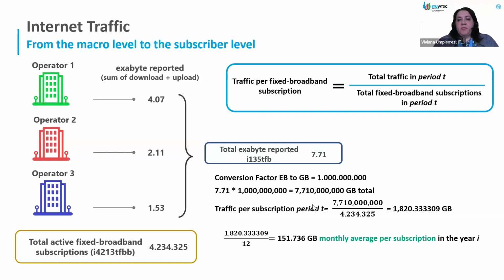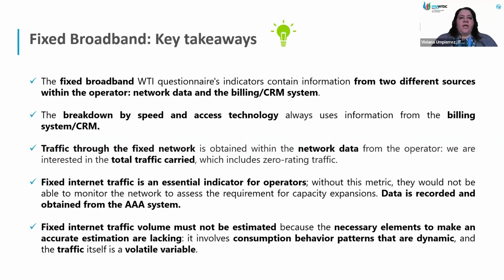When you have this number, you don't have any idea if it makes any kind of sense. But in general, if you do this exercise, you can understand better at the subscriber level how much the traffic is in terms of the monthly average per subscription in the year. Here you have the total, and then of course, for the year, you have to divide by 12, which is the months of the year. So this is a very, very quick exercise to give you an idea how to make sense of the indicators that you receive. This is almost the same as what I said.